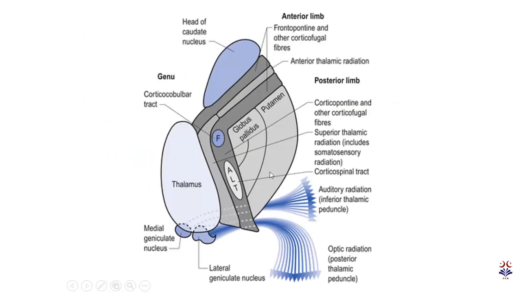Here is the corticospinal tract, corticopontine, and these are the medial geniculate and lateral geniculate body. From the medial geniculate body, the auditory radiations go to the temporal lobe, and from the lateral geniculate body, the optic radiations go to the occipital lobe, in area 17 or the optic area.